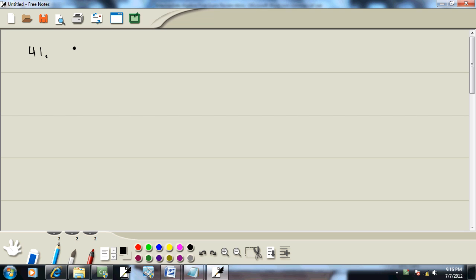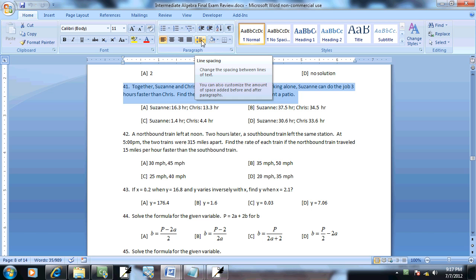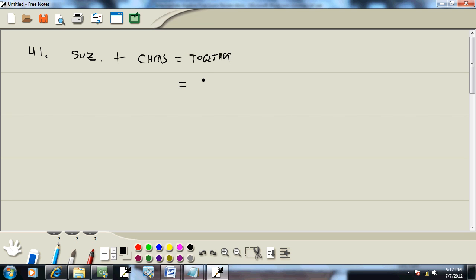Let's see, 41. So, we got Suzanne plus Chris, and then we got together. Together they can paint it in 16 hours. You always do 1 over however long it takes them. So together it's 1 over 16.